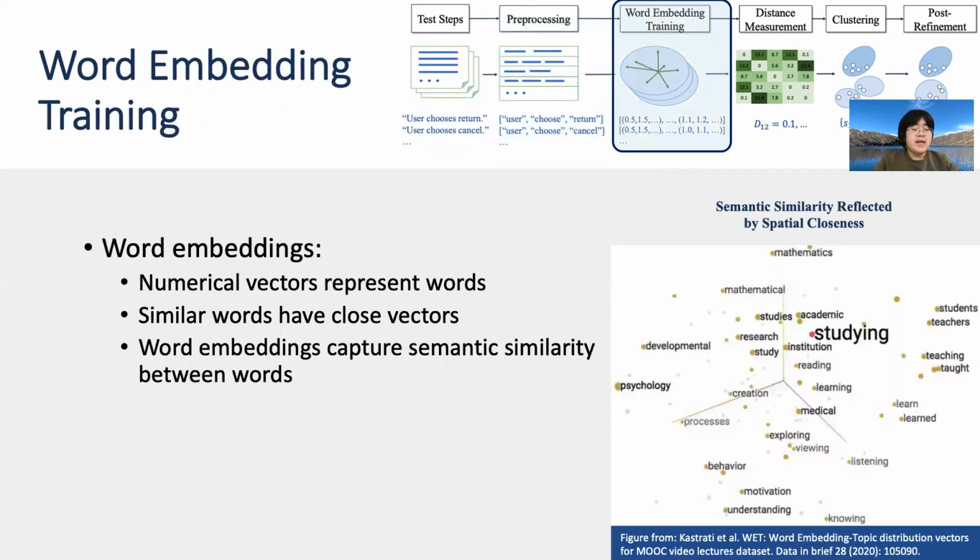In the third stage, we perform word embedding training. The word embeddings are high dimensional numerical vectors that are used to represent the words. Similar words have close vectors measured by Euclidean distance. As shown in the right figure, in the word embedding space, the word studying is close to the synonyms studies, study, and learning. Thus, we think word embeddings can capture the semantic similarity between test steps. Since our dataset has a limited number of words, the word embedding training only takes 5 minutes on a desktop computer.